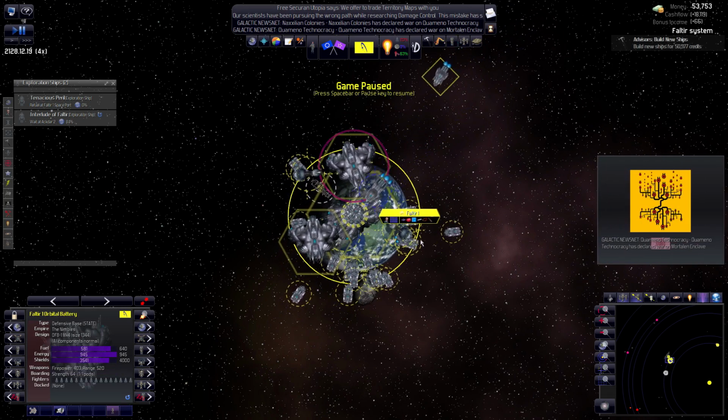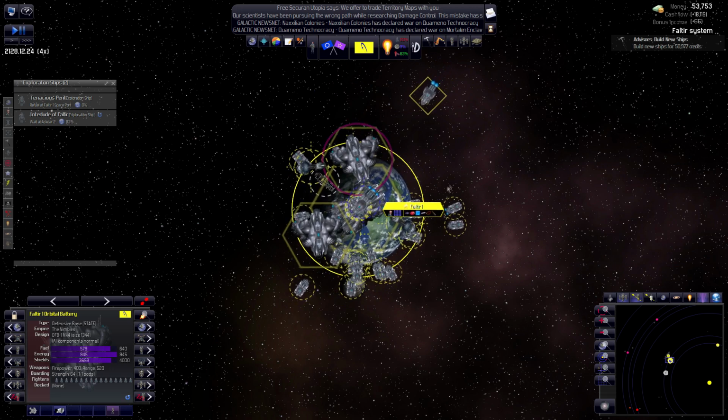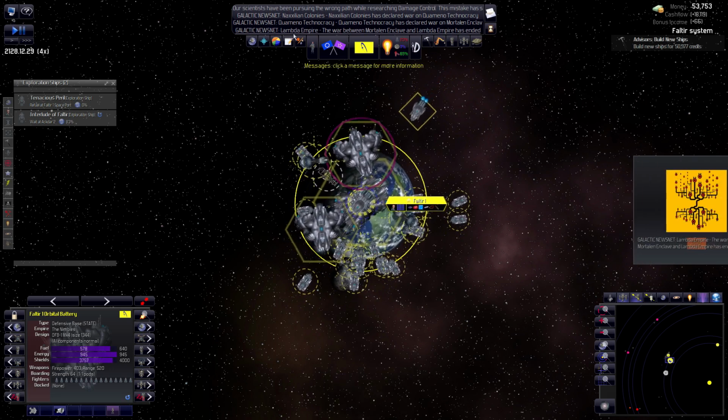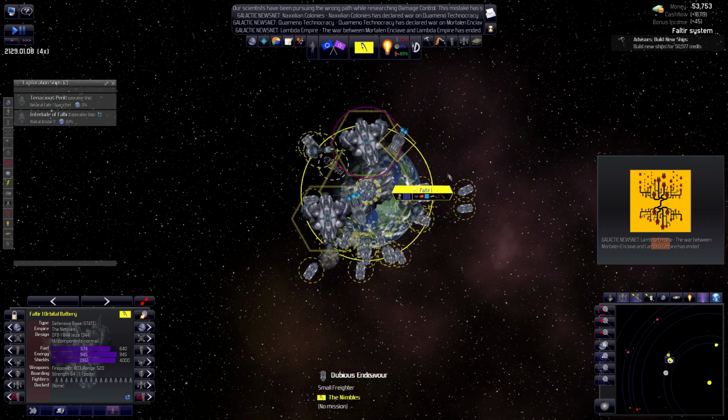Okay. Naxilians have declared war on the Kaminos. Kaminos declared war on the Mortalans. It's a vicious circle. Here we go. Lambda. Oh, the Lambdas and the Mortalans have stopped fighting.